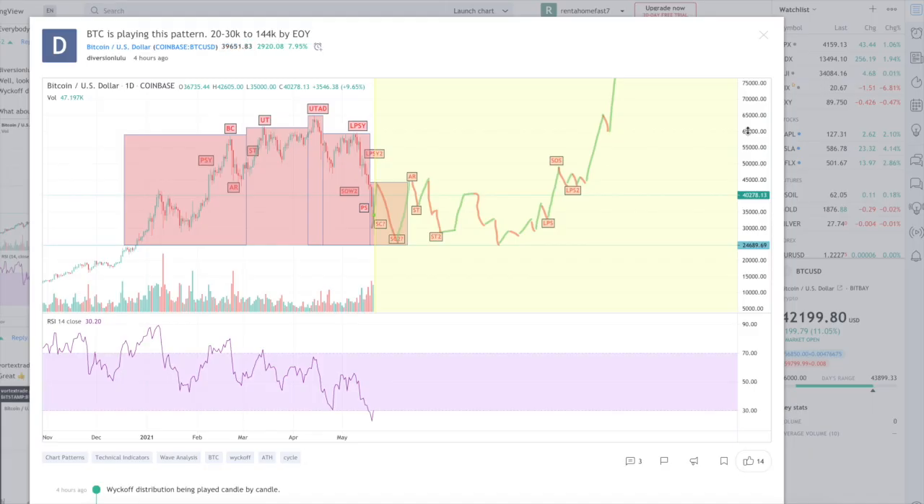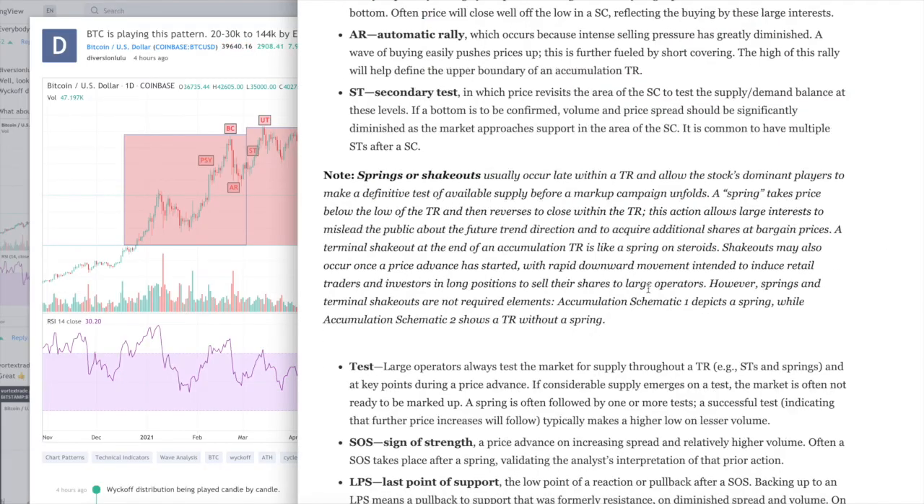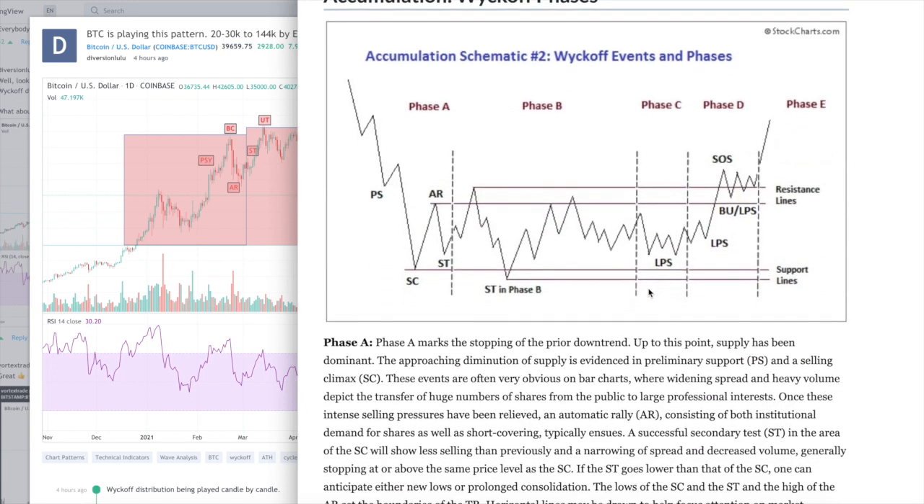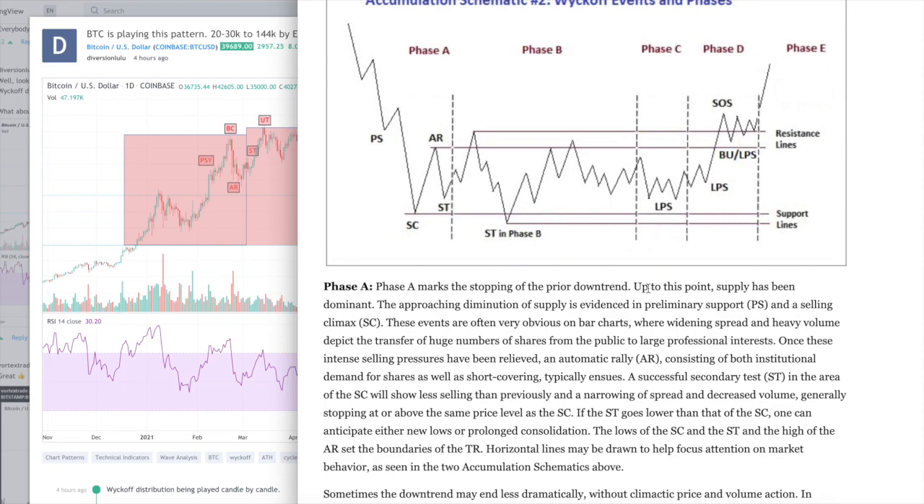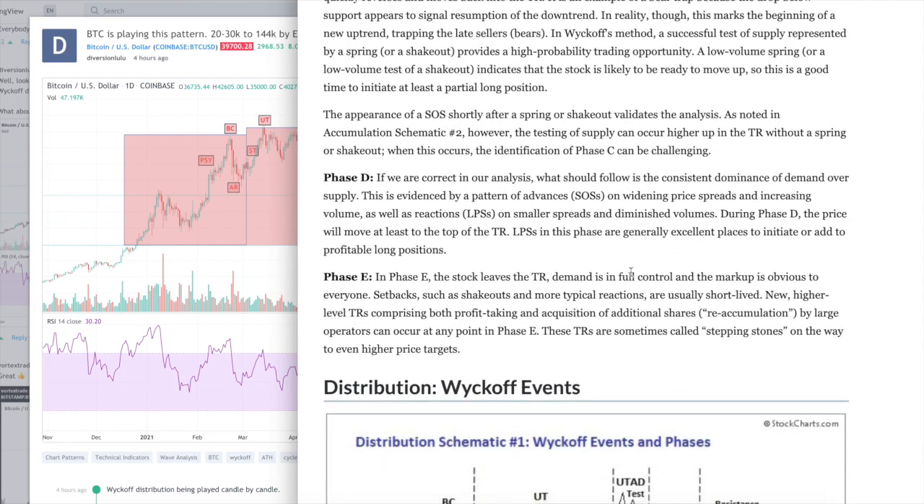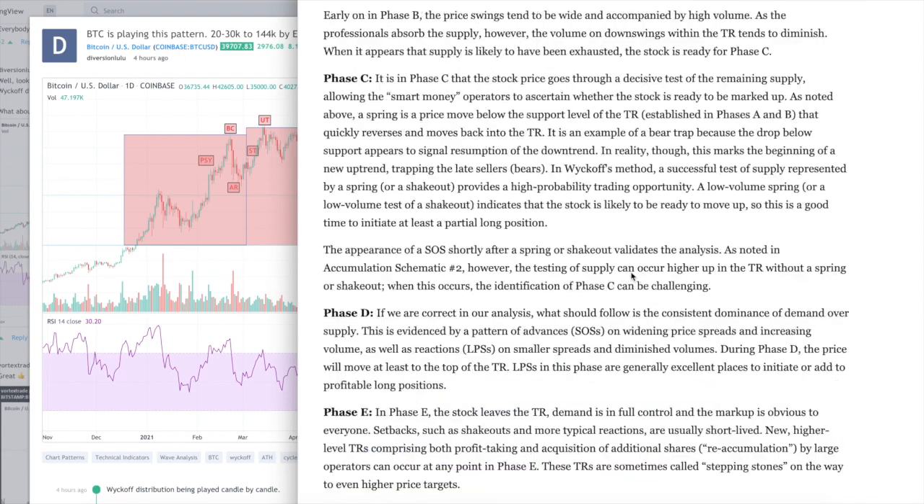So now we've got the accumulation phase down pat. Let's go over the distribution phase. This is, in my opinion, what we are in right now. Again, guys, this is not financial advice. This is just my opinion, just what my eyes see. If your eyes see it, great. If not, hey, it is what it is.